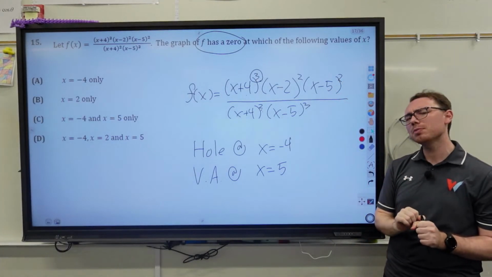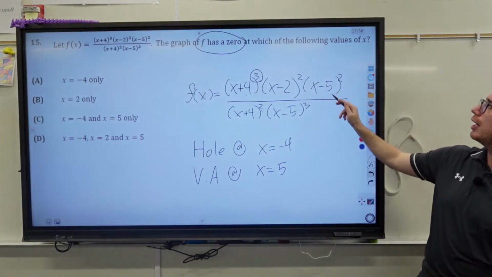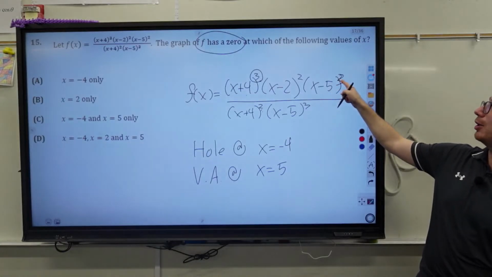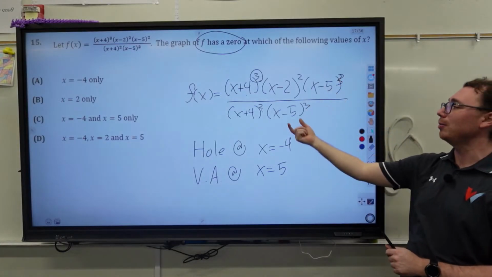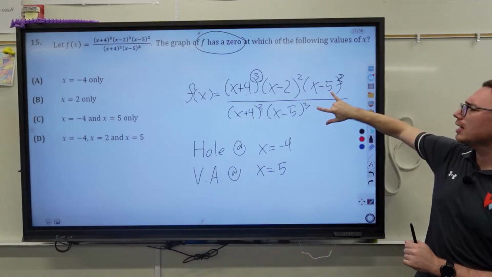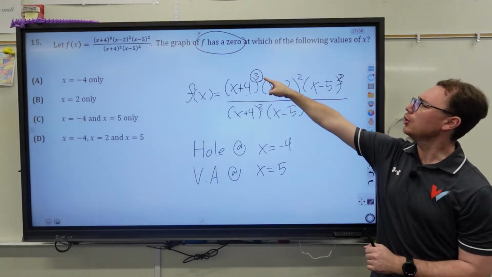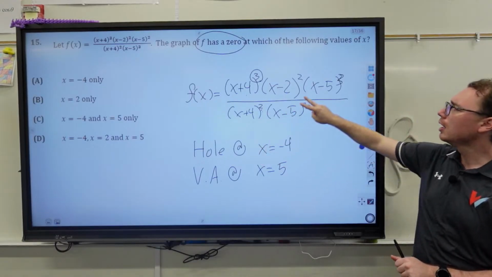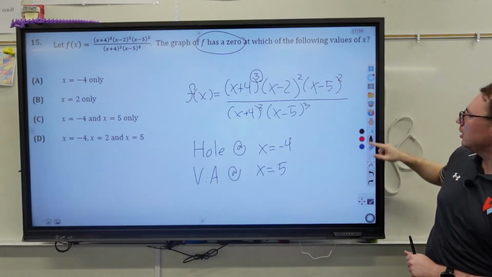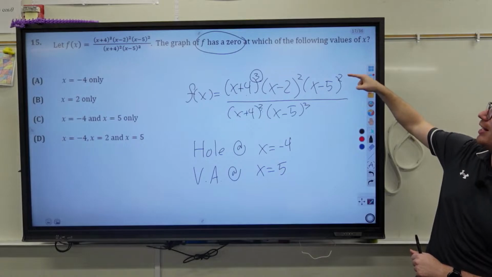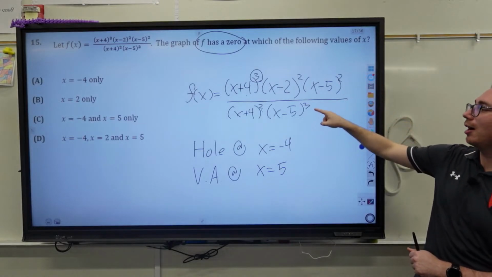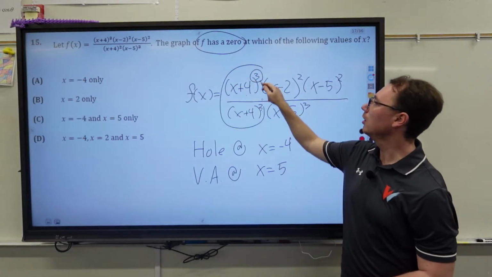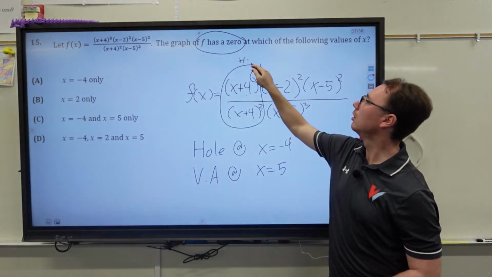Now, in the hyper-specific case where the numerator binomial's exponent is the same as the binomial's exponent in the denominator, if they're the same, it creates a hole. If the numerator exponent is greater than the one in the denominator, it creates a hole. If the exponent in the numerator is smaller than the one in the denominator, it creates a vertical asymptote. So we know this term creates a hole.